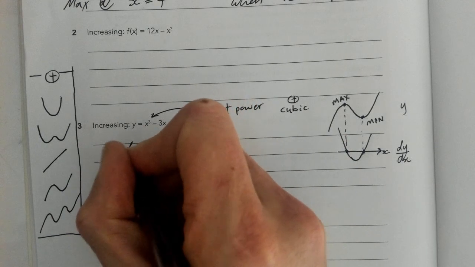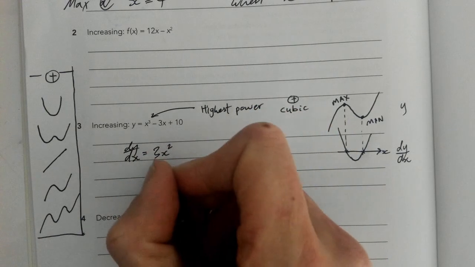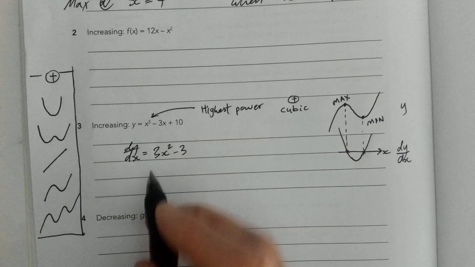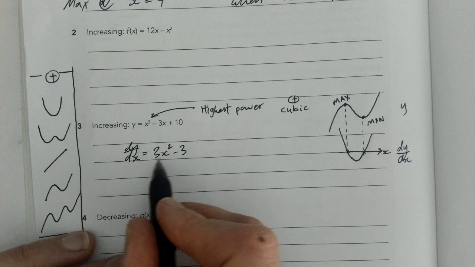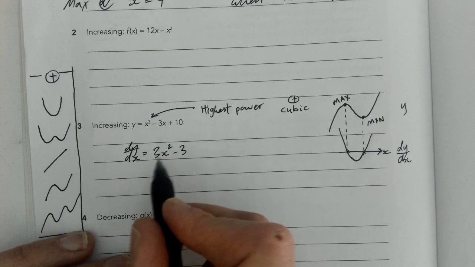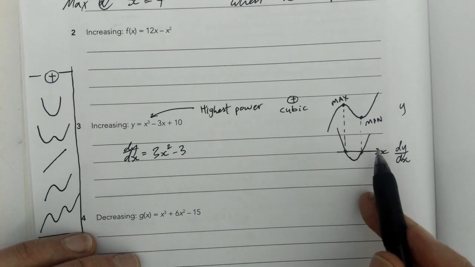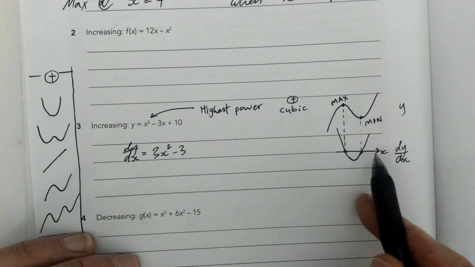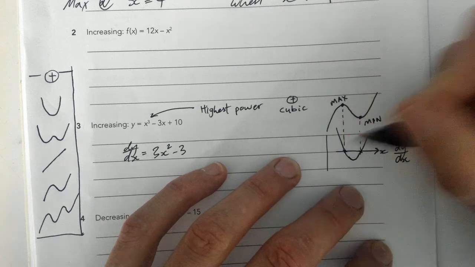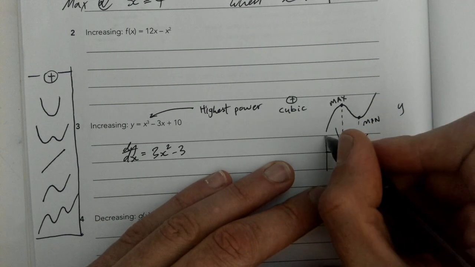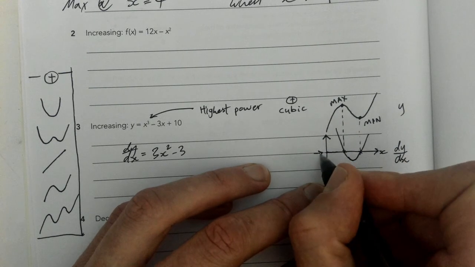So let's just do that. dy by dx equals 3x squared, multiplied by the power reduced by 1, minus 3. That's what our derivative is going to look like. That disappears. And then we can see here that it's a positive parabola, just like we were saying. So now let's set our derivative to being 0. And what we're really doing there is you've got this axis here, so when you set it equal to 0, you're saying at this point here, right?